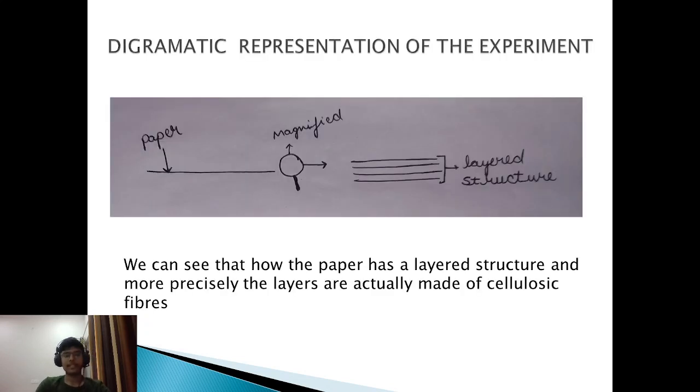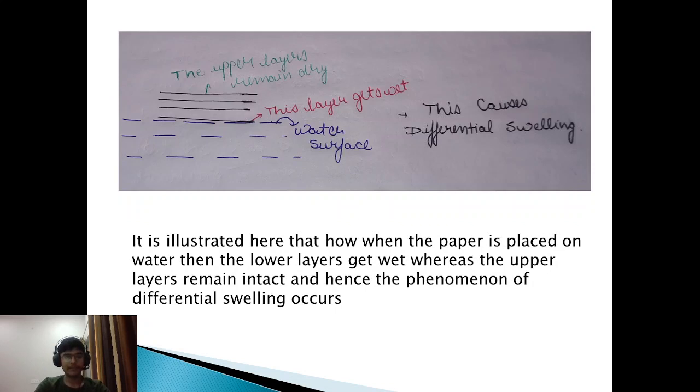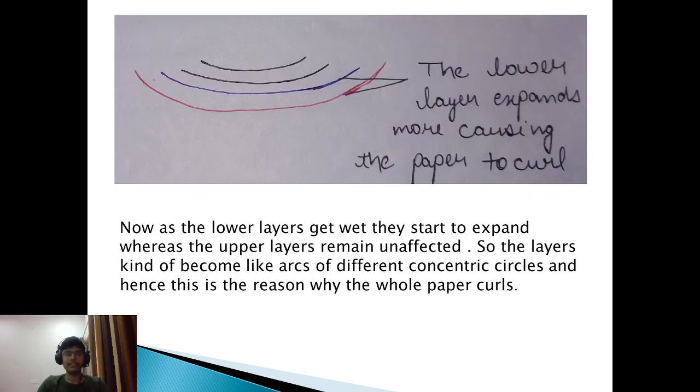Here I have made some diagrammatic representation of the experiment. So here is a paper and we will magnify it so we can see that it has a layered structure made of cellulosic fibers. So here when we put the paper on the surface of water, then the lower layer only gets wet, and this causes differential swelling as the lower layer expands and the upper layer does not. So here I have demonstrated that also, how the lower layer expands and the upper layer does not, and the paper scrolls like that.